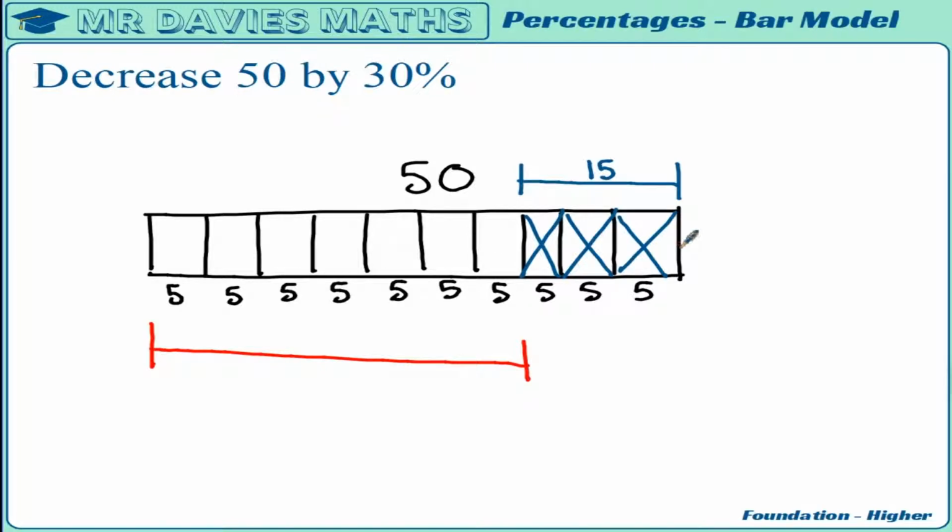I want to ignore 3 of the boxes, 3 10%. So it was originally 50, and I'm going to take away 15. 50 take away 15 is 35. You could have done that a different way. I've literally got 1, 2, 3, 4, 5, 6, 7 boxes left, and each box is 5. So 7 times by 5 is also 35. So my answer is 35. Next question.